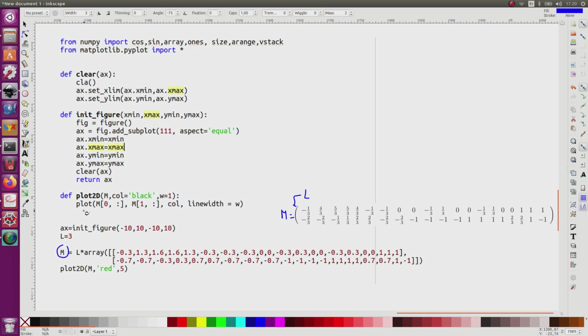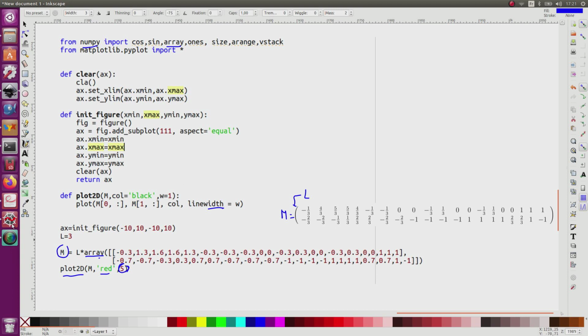I also define a plot 2D, which takes this kind of matrix, an array in NumPy. NumPy is here, and array is here, so now I can use it because I have imported it. From Matplotlib I have imported everything to be able to draw things. So this function will draw red, and I can fix the color, and by default it is black. W corresponds to the width. This is why when I put 5 it will be quite thick.